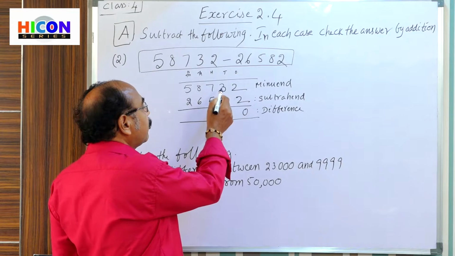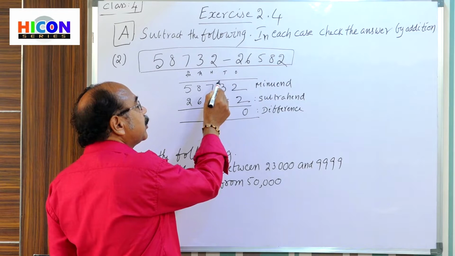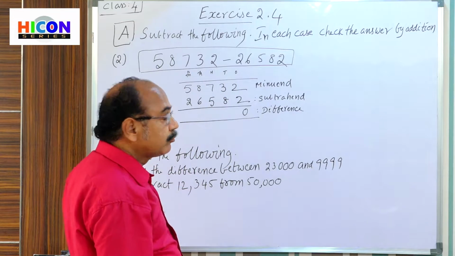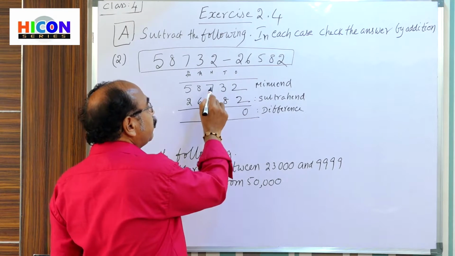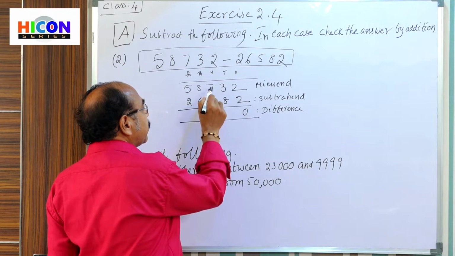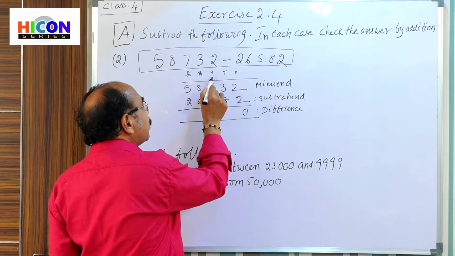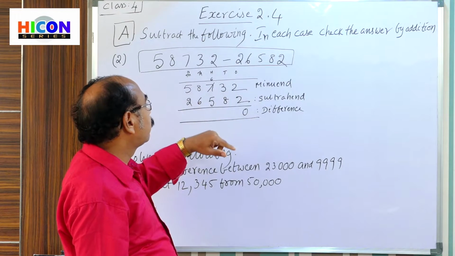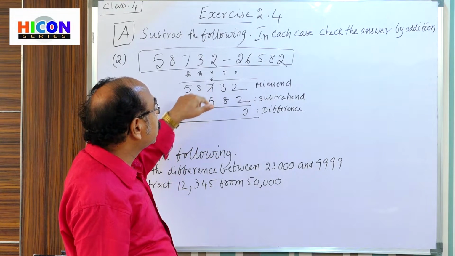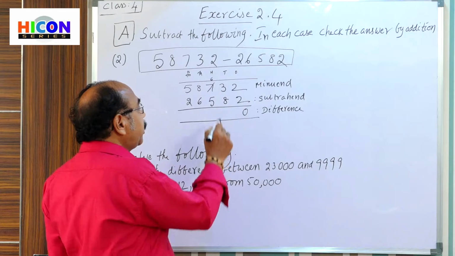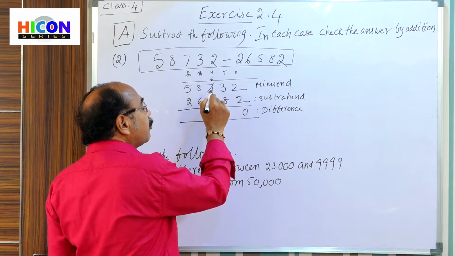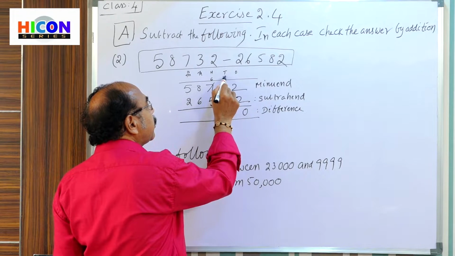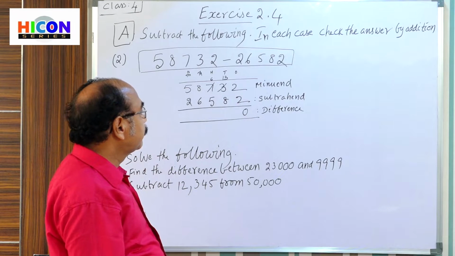So, take a borrow from the before place. That means from the hundreds place, you take a borrow. Here 7 is giving borrow. That's why 7 becomes 6 only. And 3 is getting borrow from the before place. That's why 3 becomes 13.